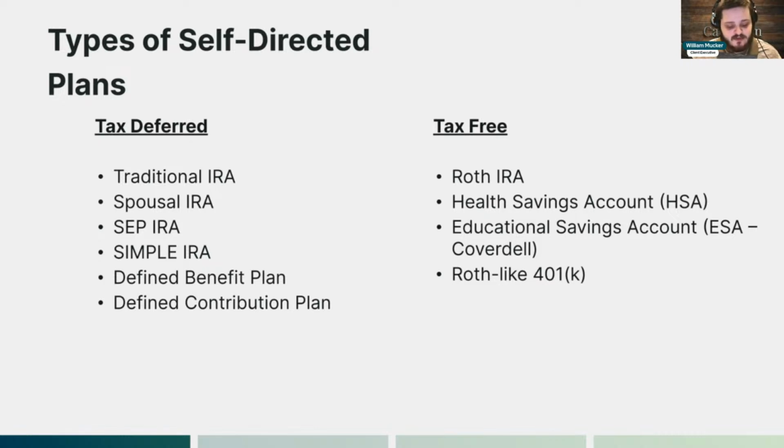So we like to phrase it: would you rather pay the taxes on the seed or the crop? With the Roth IRAs and the tax-free IRAs, you're more so paying on the seed, and with the traditional or tax-deferred IRAs, you're more so paying on the crop.